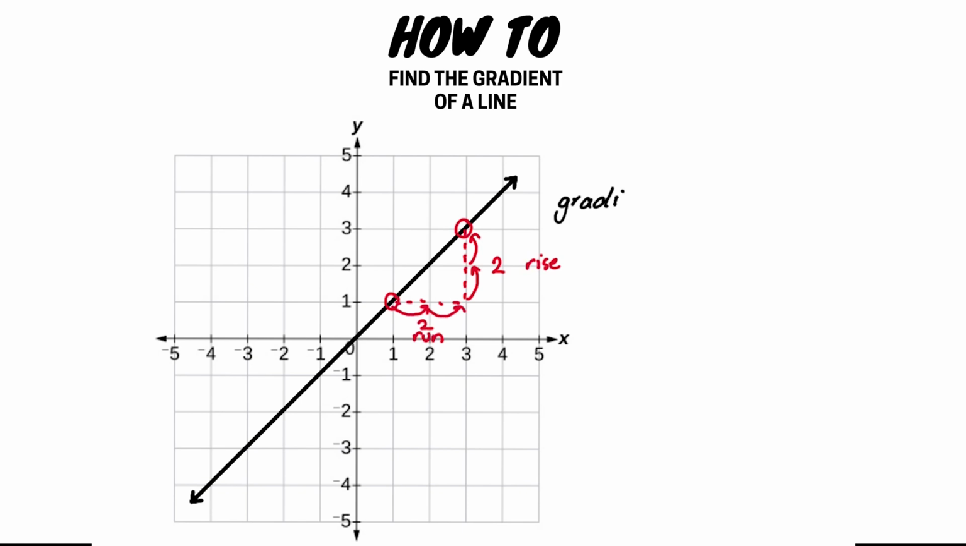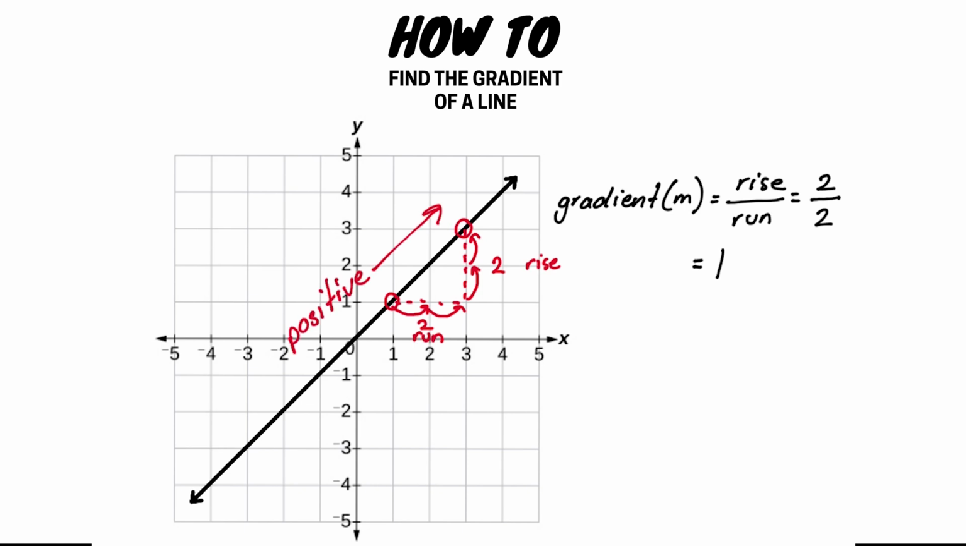From here we can calculate the gradient, so we know that it equals rise over run, which equals 2 over 2, which simplifies to 1. Now because the line slopes up from left to right, we know this line has a positive gradient and therefore we leave our answer as 1. Just note it doesn't matter what 2 points you select on this line, the gradient will always come out as 1.